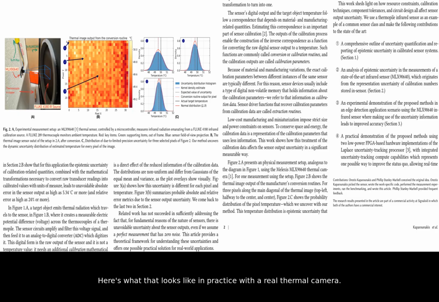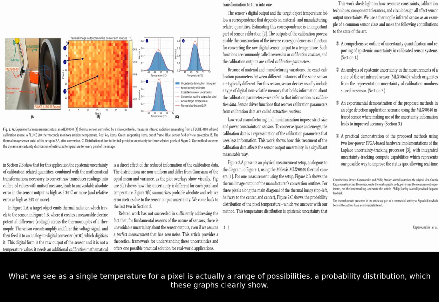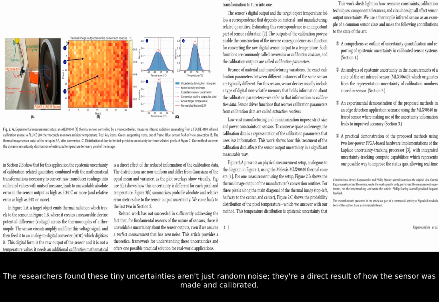Here's what that looks like in practice with a real thermal camera. What we see as a single temperature for a pixel is actually a range of possibilities, a probability distribution, which these graphs clearly show. The researchers found these tiny uncertainties aren't just random noise. They're a direct result of how the sensor was made and calibrated.